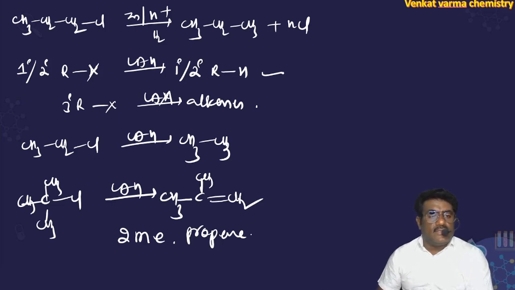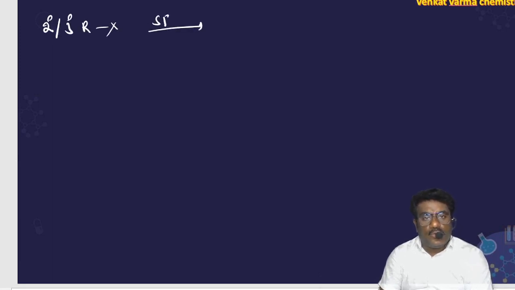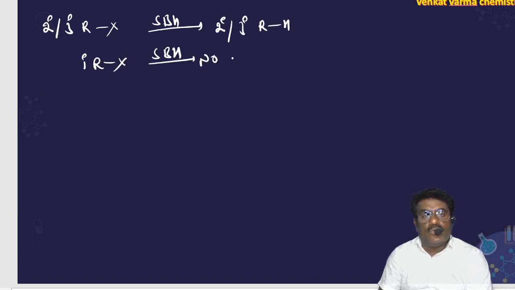Have a look at the next example. See, secondary and tertiary alkyl halide in presence of sodium borohydride give secondary and tertiary alkane. If we use primary alkyl halide in presence of sodium borohydride, NaBH4, there is no reaction.